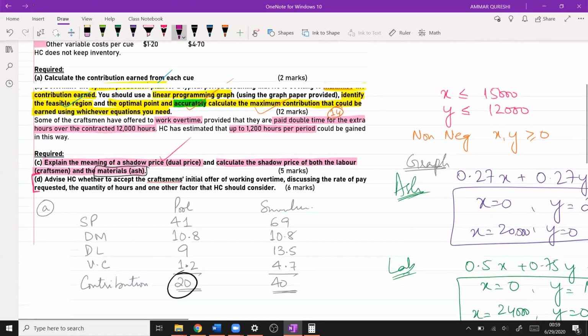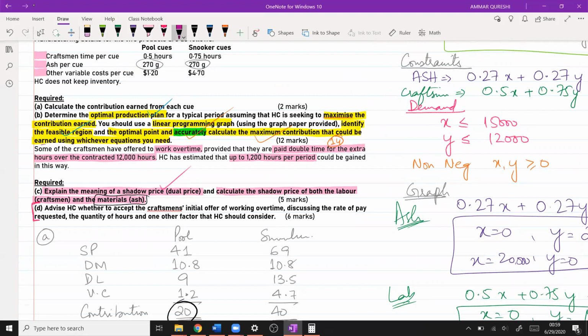What is the initial offer? Some of the craftsmen have offered to work overtime, provided that they are paid double time for extra hours over contracted hours of 12,000. Double overtime means if you are paying them $9 per hour, for overtime they will ask you to pay $18. I mean, $9 normal, $9 extra. If you are paying them $10 per hour, then they will ask for $20. If you are paying them $20, they will ask you for $40, right? So that's what you mean by paying the double time.